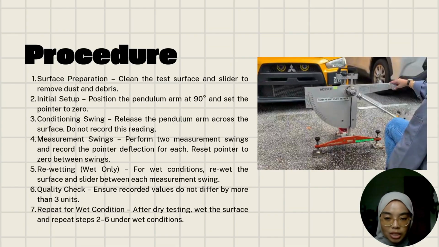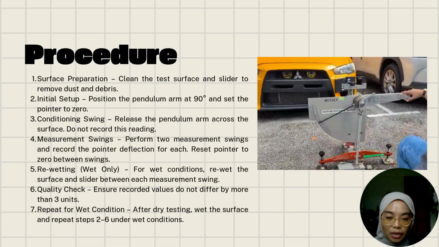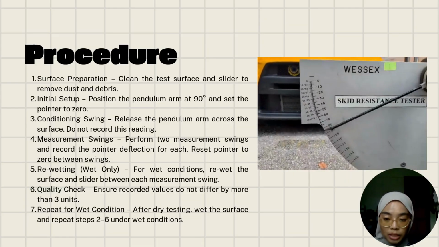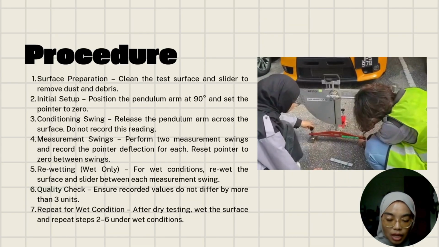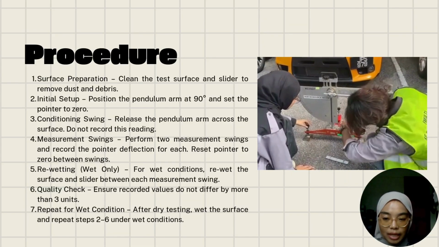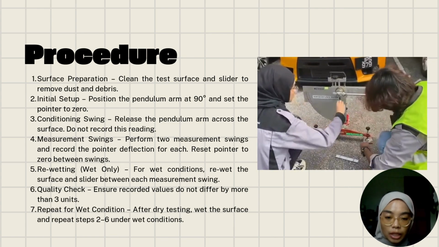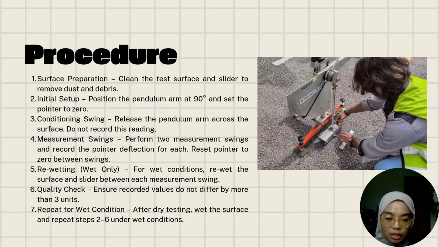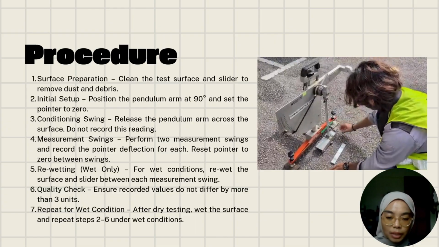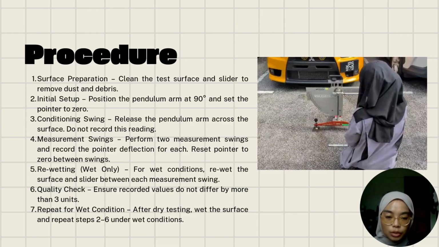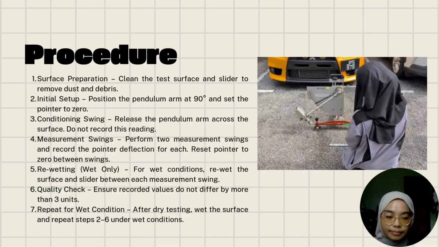For the wet conditions, the pavement surface and slider are re-wetted between each measurement swing to simulate rainy conditions. A quality check is done to ensure that the readings do not differ by more than 3 units, which indicates reliable results. Finally, the same steps are repeated for both dry and wet conditions to allow direct comparison.